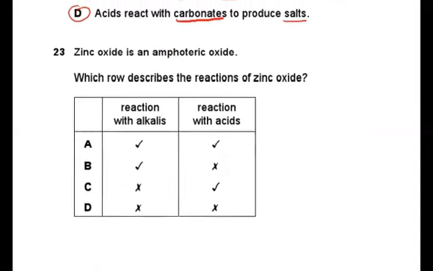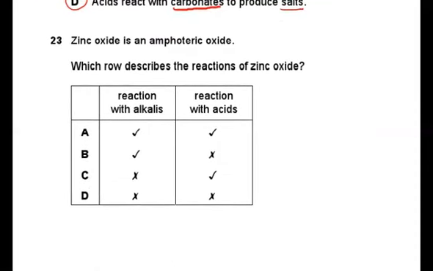Okay, number 23. Zinc oxide is an amphoteric oxide. Amphoteric oxide means it will react with both acid and base, alkali. Another example of an amphoteric oxide is aluminium oxide. So it reacts with alkali and also acid, both must be yes. So your answer is A over here.